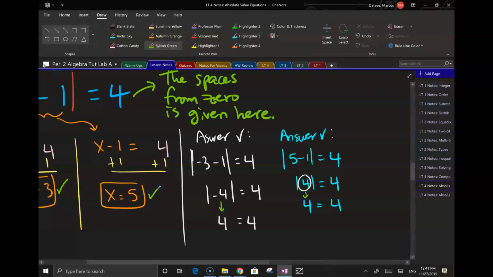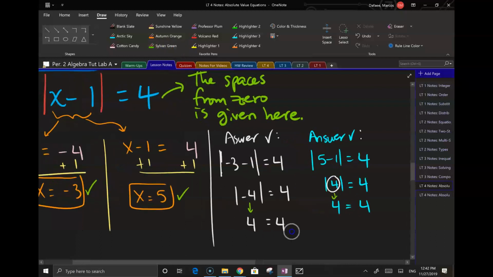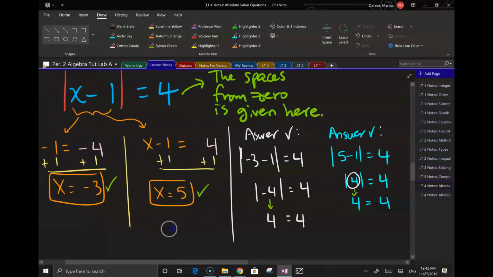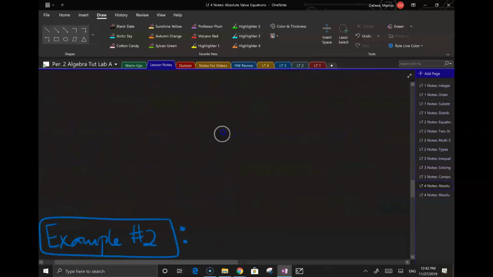And so what this means is that the number 5 is indeed another solution, because when we use it, it gives us a value which is also 4 units from 0. All right, let's go on to the next example.